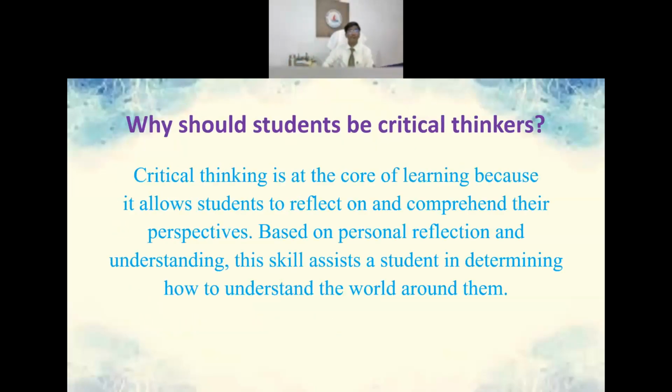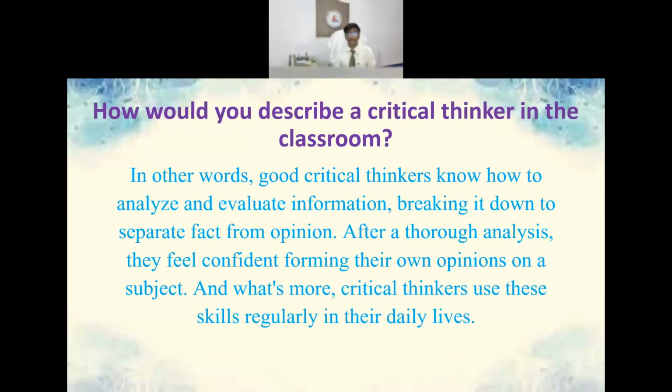No, go beyond it. Critical thinking is at the core of learning because it allows students to reflect and comprehend their perspective. Based on personal reflection and understanding, this skill assists a student in determining how to understand the world around them. The world around them can be global, it can be the classroom, the school campus, the family situation, family surroundings, the society, or anything worldwide.